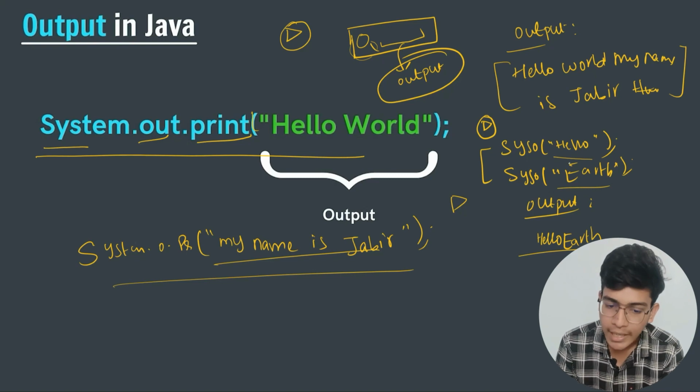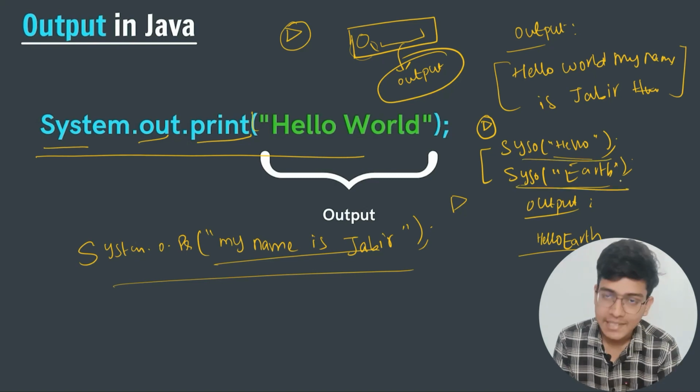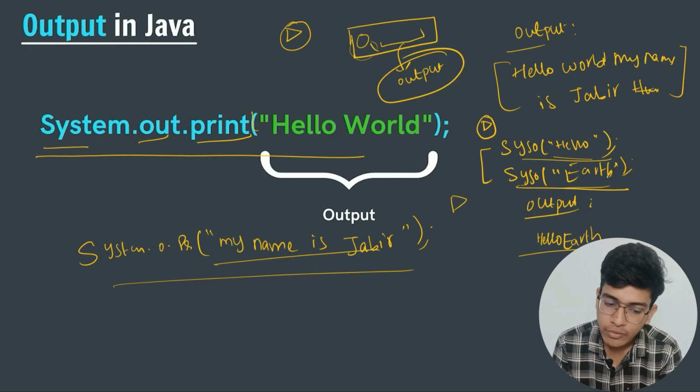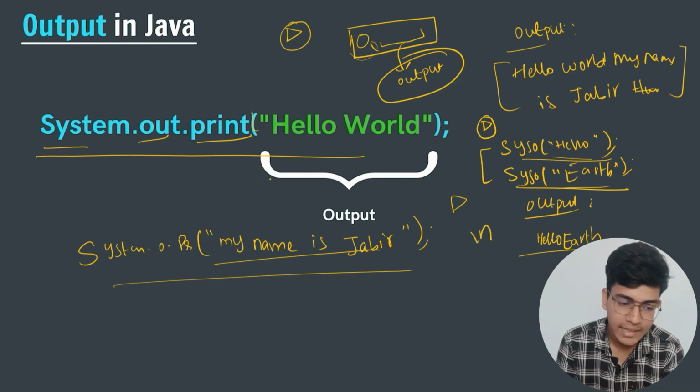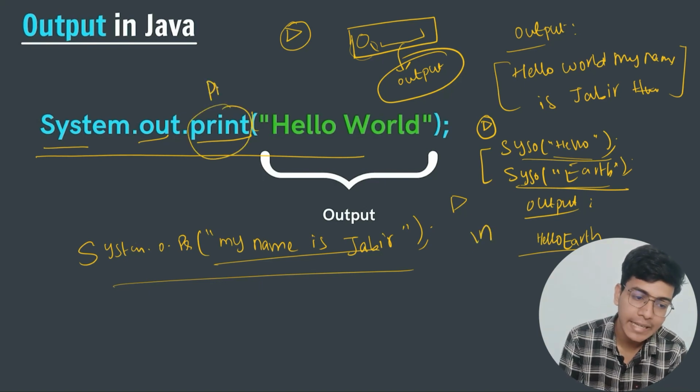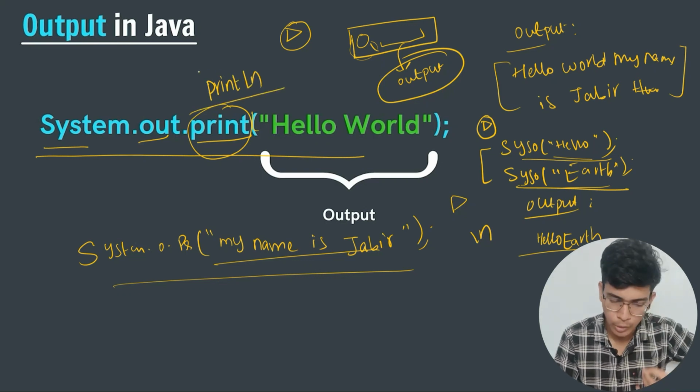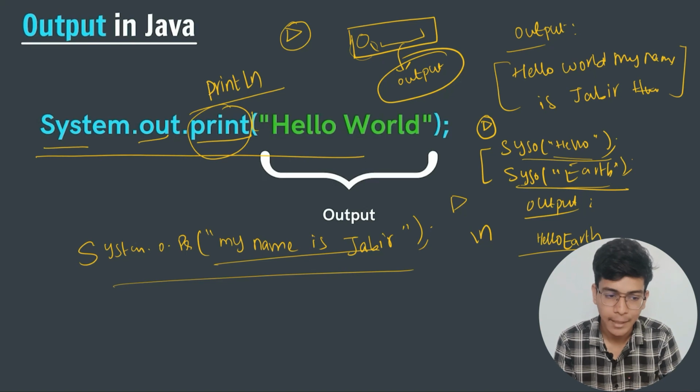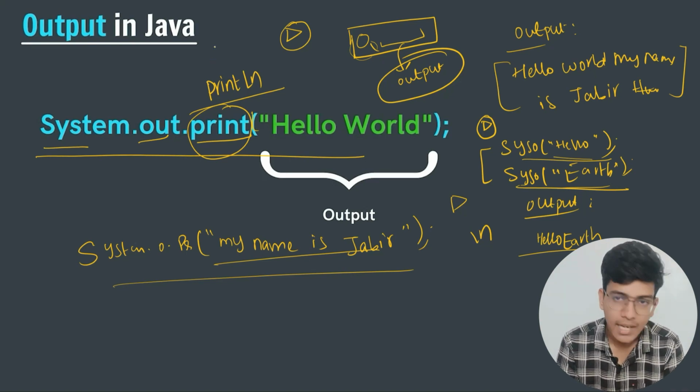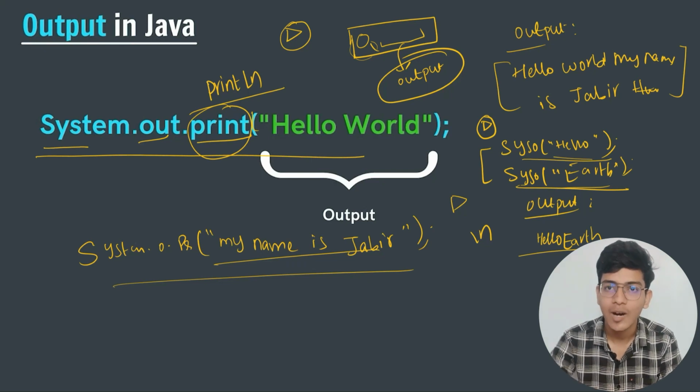Suppose I want hello in one line and earth in a different line. Then I need to give \n, or in the place of print I need to give println. What it will do is print the output in the next line, right? These are the two things, and now let us code this and understand how the output works.